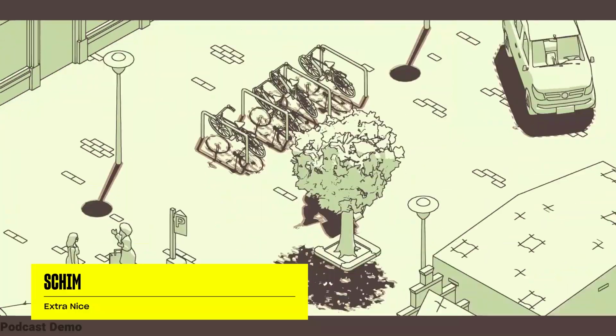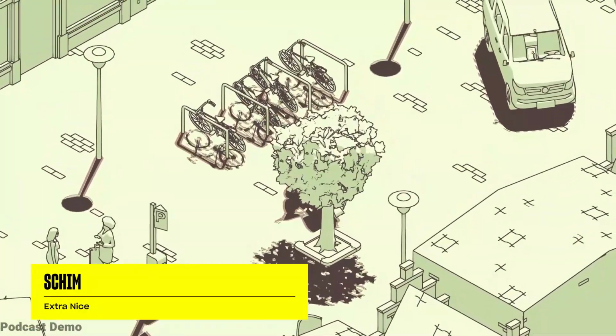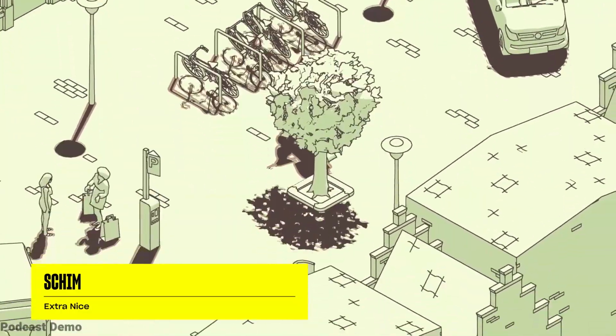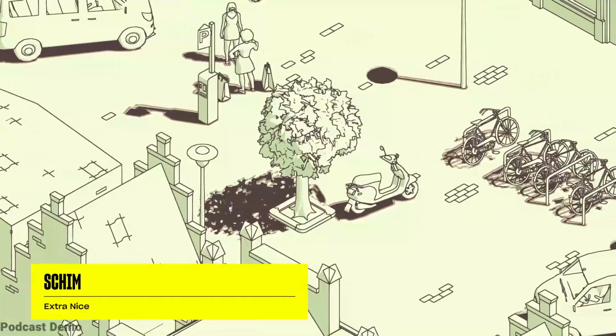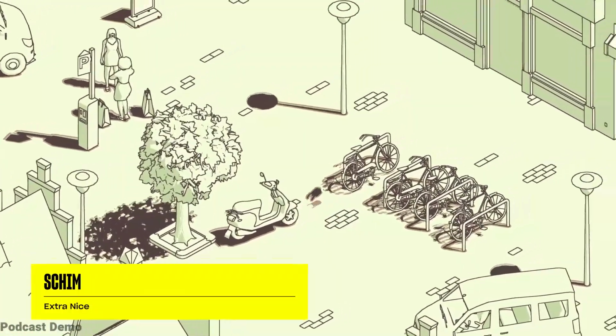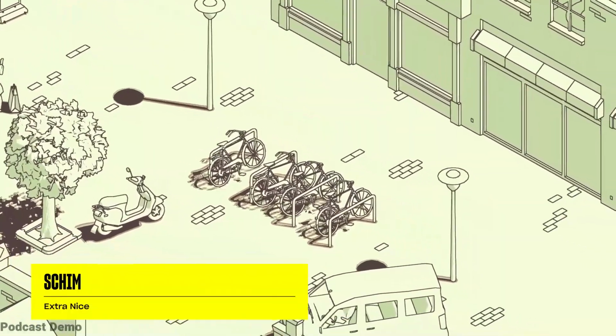All right, what is SCHIM? SCHIM is a game about jumping from shadow to shadow. You play as a little shadow creature called a SCHIM. Every human being has a SCHIM that lives in their shadow, which is the soul or essence of an object. And you play as a SCHIM that got detached from that person. And now it's up to you to find your way back.